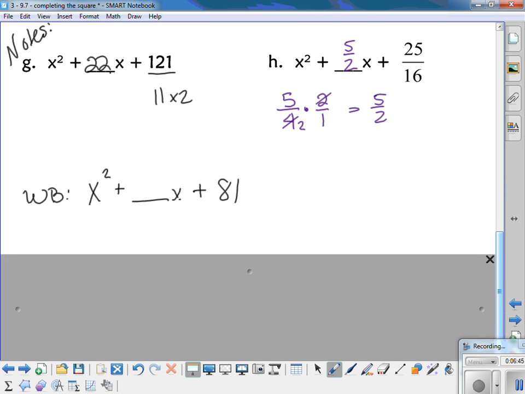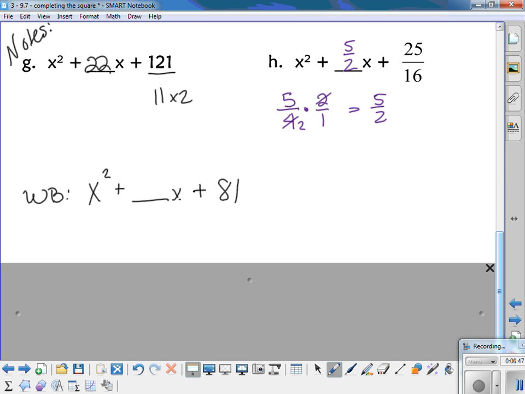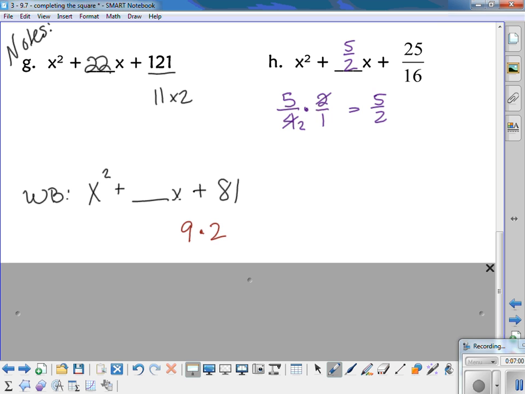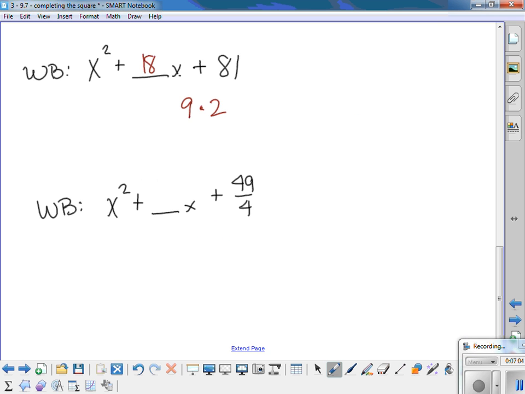Questions? Alrighty, let's do that one on your whiteboards then. Okay, so the square root of 81 was what? 9. And then you have to multiply it times 2, so 18. All right, here's one with a fraction for you.